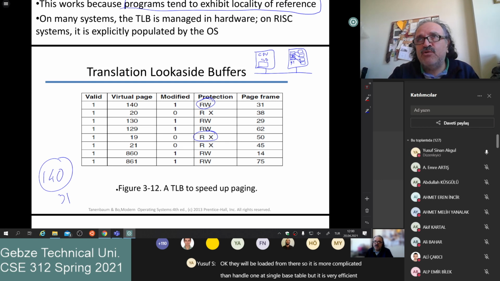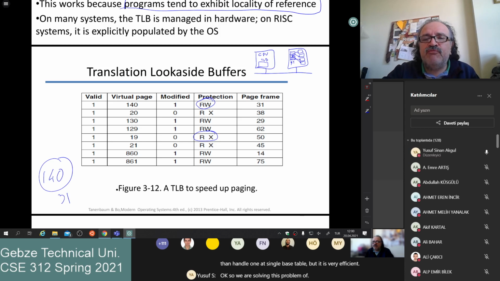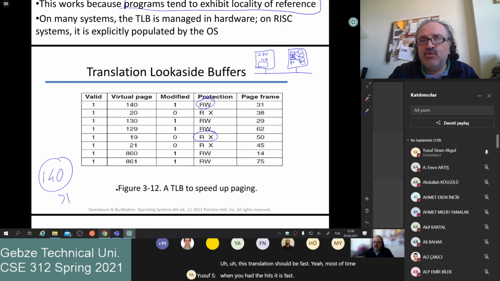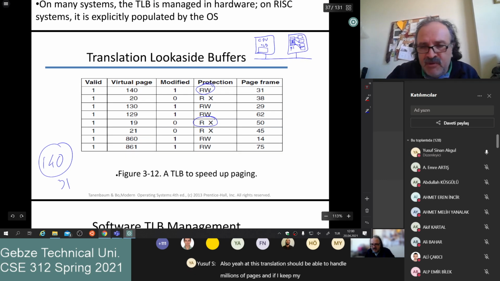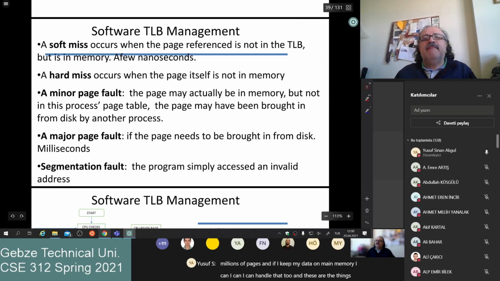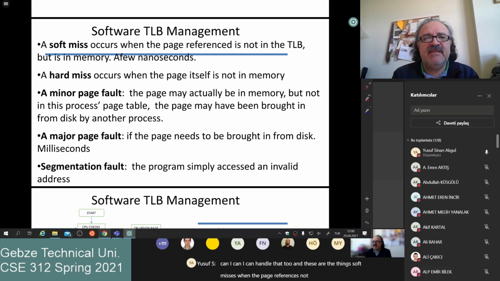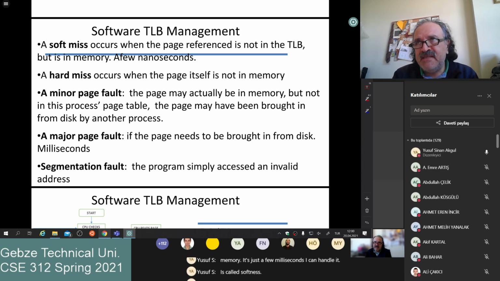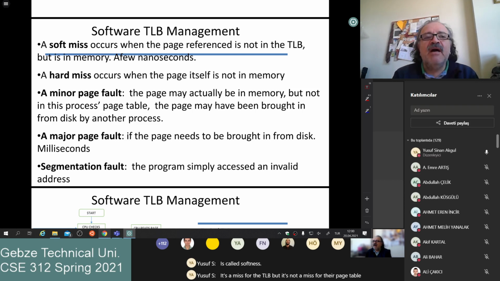So we are solving this problem: address translation should be fast. Most of the time when you have hits, it is fast. Also, address translation should be able to handle millions of pages, and if I keep my data in main memory, I can handle that too. A soft miss is when the page reference is not in the TLB but is in the memory. It's just a few nanoseconds and I can handle it. It's a miss for the TLB, but it's not a miss for the page table in the memory. A hard miss occurs when the page itself is not in the memory.